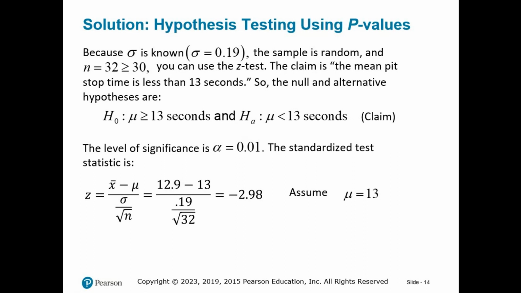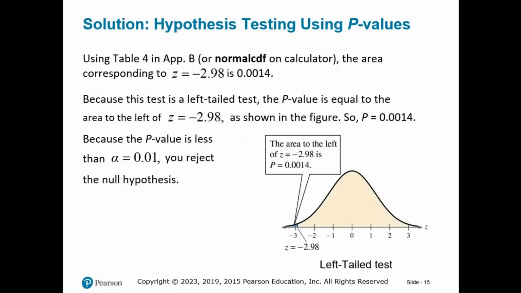Okay, let's develop a graph and see what other information we can glean from this. Because less than is the symbol in our alternative hypothesis, that means we have a left-tailed test. Because it is a left-tailed test, the p-value is equal to the area to the left of z equals negative 2.98, as shown here. Now we use the standard normal table or the normal CDF function on our calculator, using a large negative number as our lower bound and negative 2.98 as our upper bound to find our p-value, and you should get 0.0014.